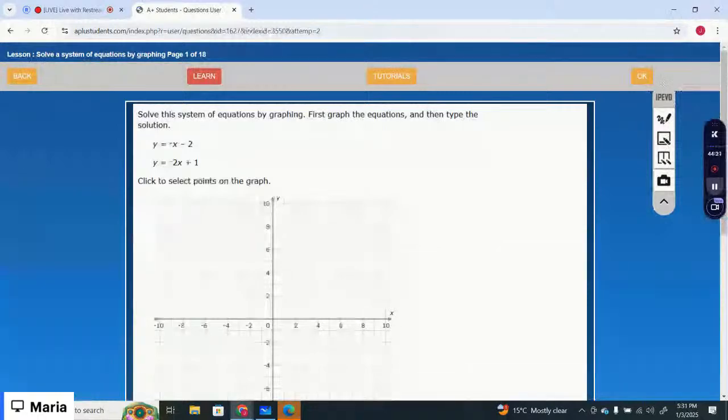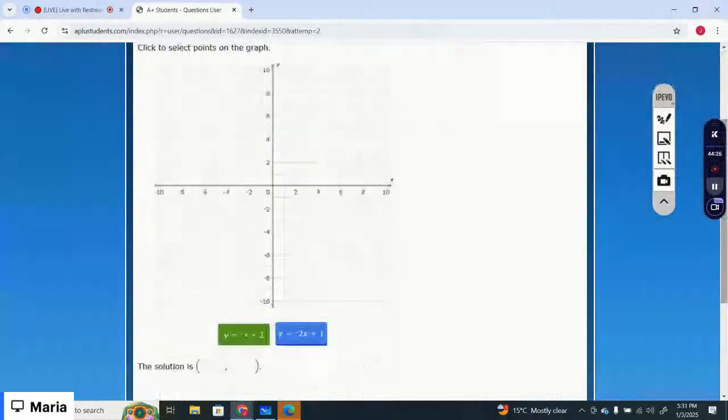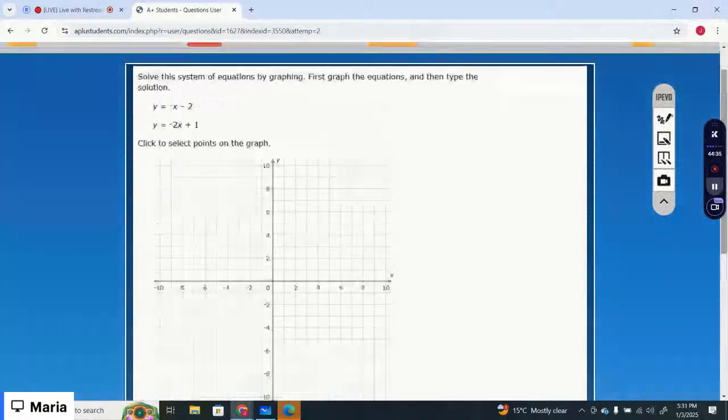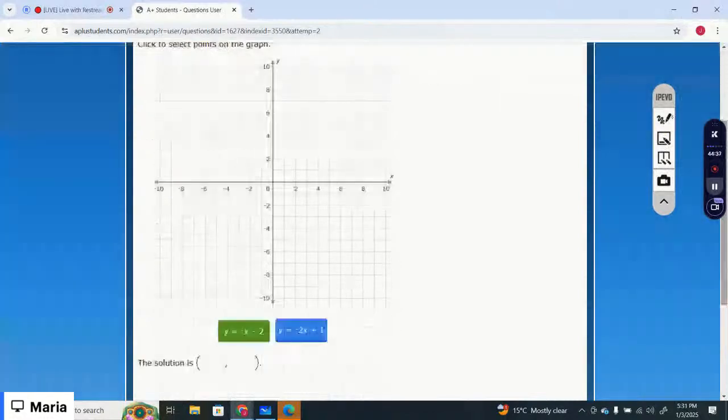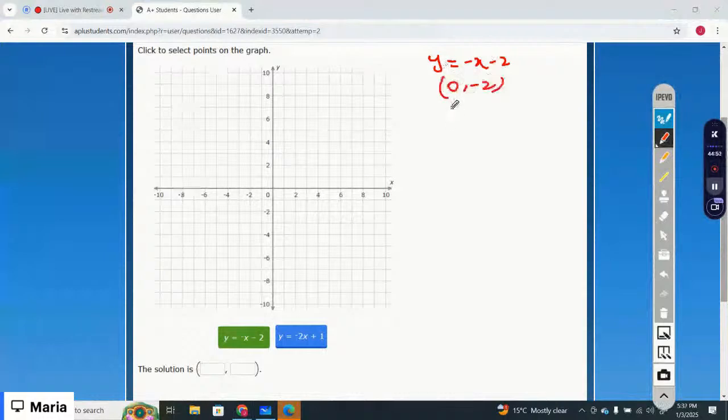Solve the system of equations by graphing. The equations are y equals negative x minus 2 and y equals negative 2x plus 1. Let's find the x-intercept and the y-intercept for both equations. That is y equals negative x minus 2. When x is 0, y is negative 2. And when y is 0, x is negative 2.